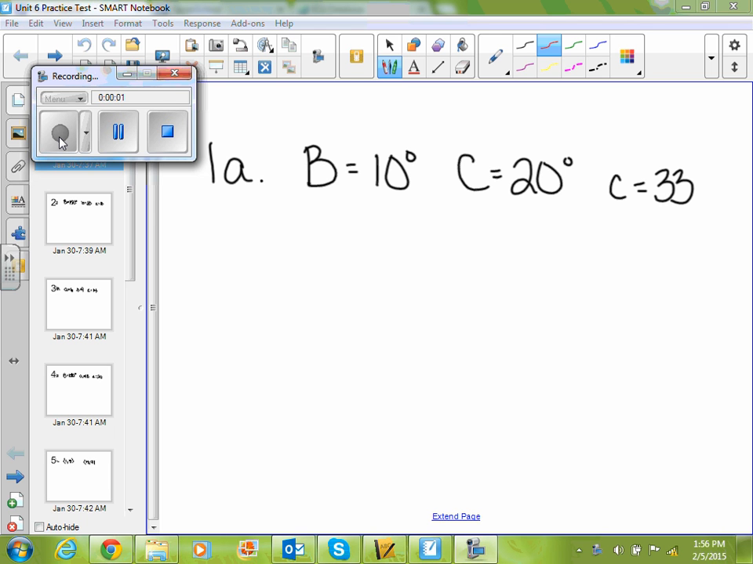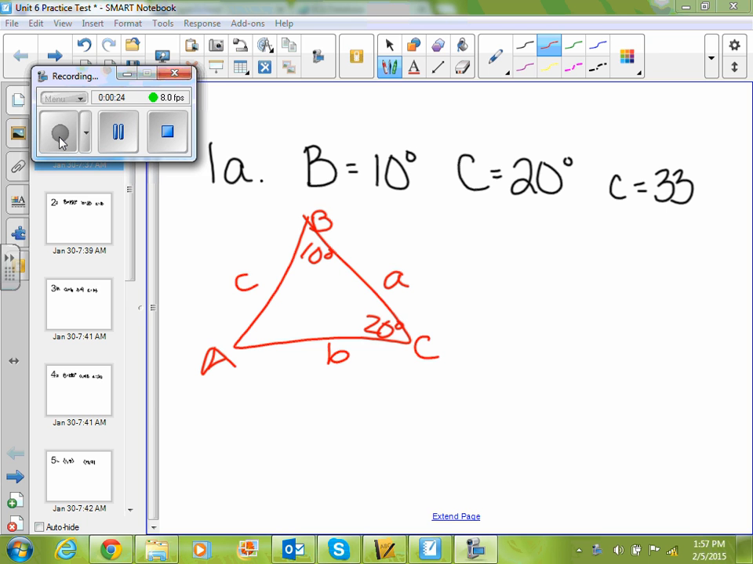Alright, so if we look at our practice test, number 1 says use the law of sines to solve the triangle. We're given B equals 10 degrees, C equals 20 degrees, and then little c equals 33. So if I draw out my triangle, that B is 10 degrees, C is 20 degrees, and little c is 33.